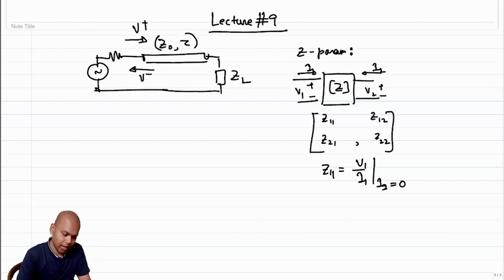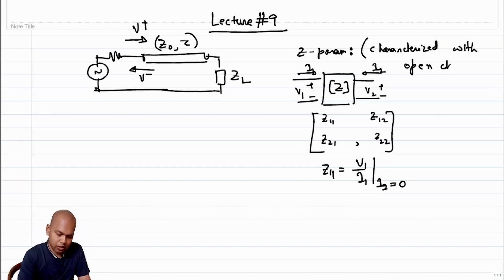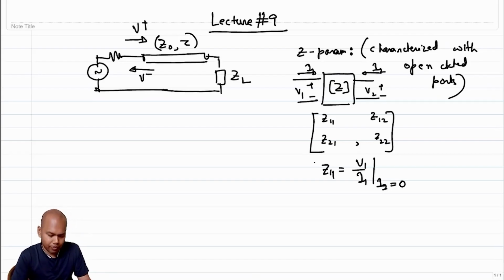Z parameters are characterized with open circuited ports. What do I mean by that? Just like when you are characterizing Z11, you are open circuiting port 2, that is I2 equal to 0. Similarly, when you characterize Z22, you would be open circuiting the input port. Similarly, when you are characterizing Z21, again you will be open circuiting the output port and so on.